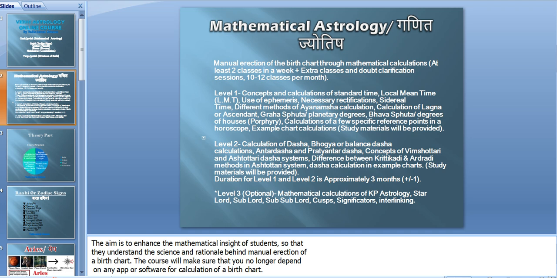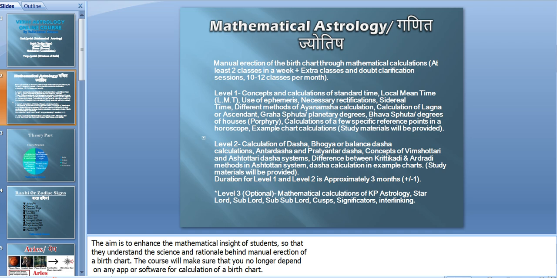This mathematical astrology course is further divided into 3 levels. Okay, so level 1, level 2, and level 3. And level 3 is optional, that is not mandatory, but level 1 and level 2 is very necessary to further understand Vedic astrology in depth.